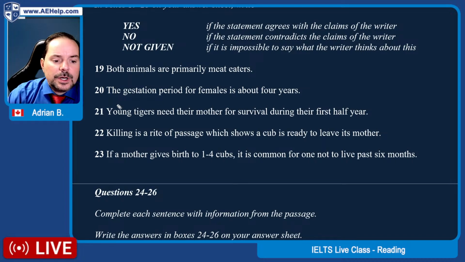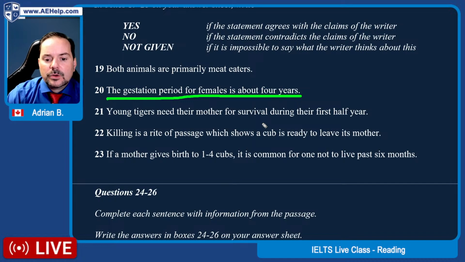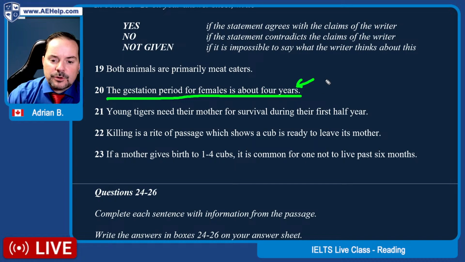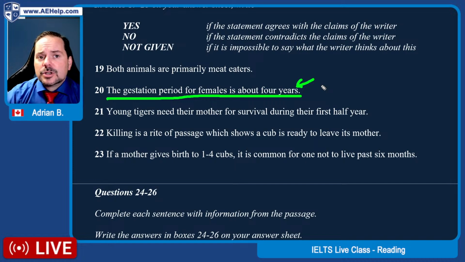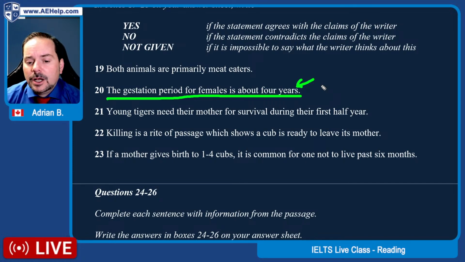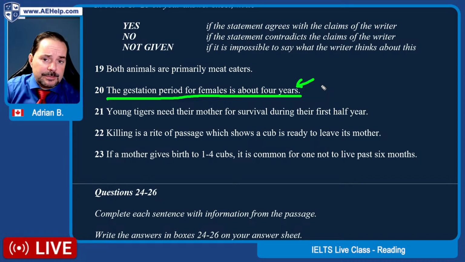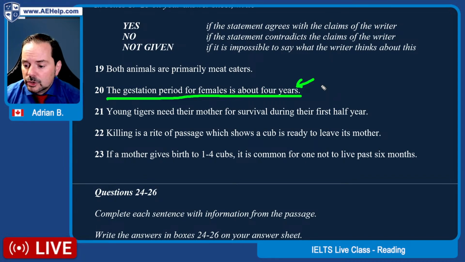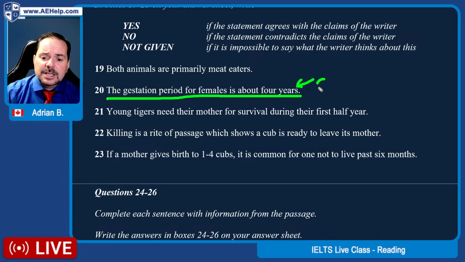All right, this one, the gestation period for females is about 4 years. Okay, so it means that the female tiger is pregnant for about 4 years. Is it given? So reproduction, right? Is reproduction important? When we're talking about tigers, we're comparing tigers. Do you think the author might write something about their reproduction, the way that they reproduce? Yes, so it has to be given. And is a female pregnant for 4 years? No, that's silly. So it has to be false. So in this case, it's no.